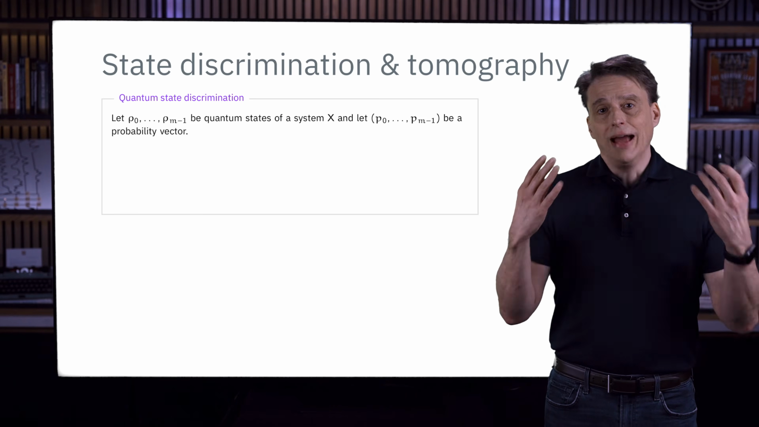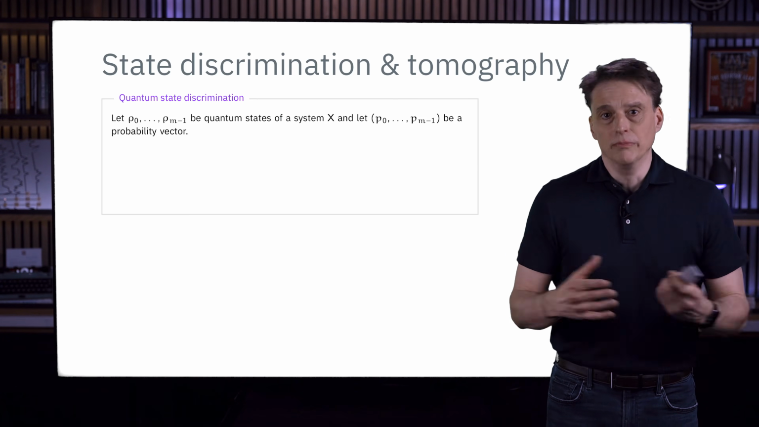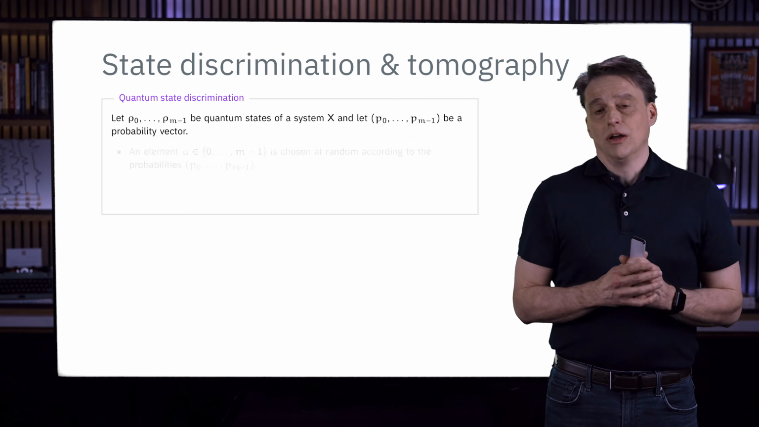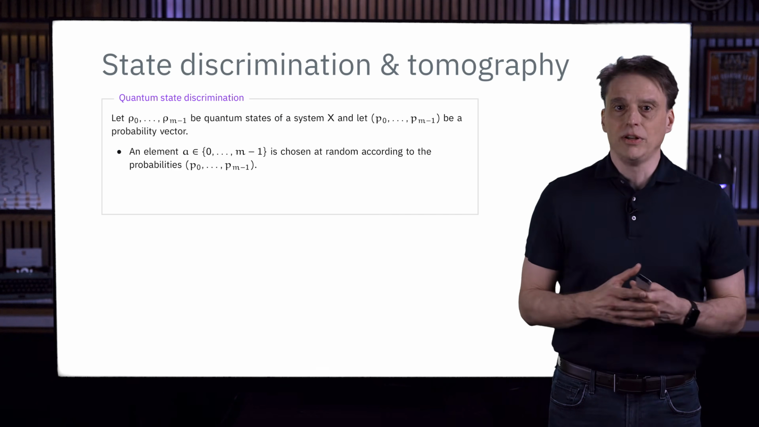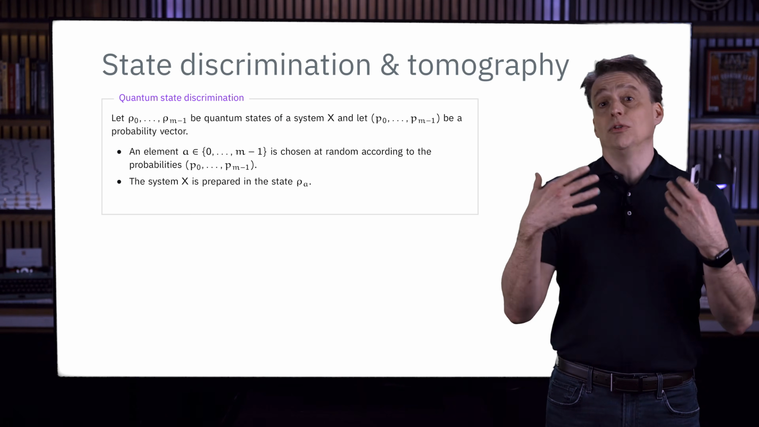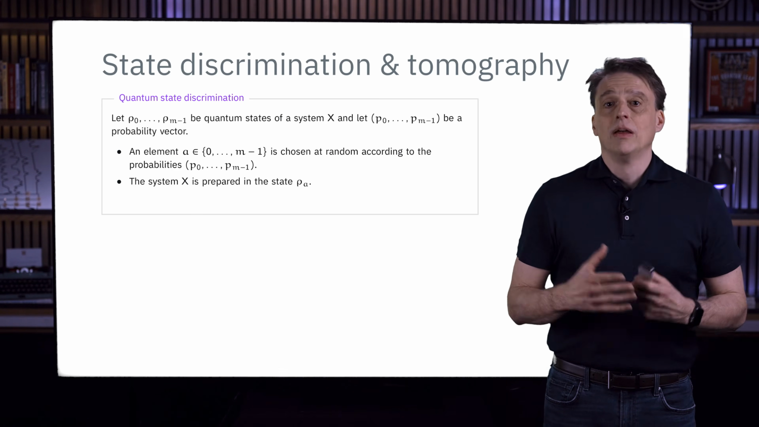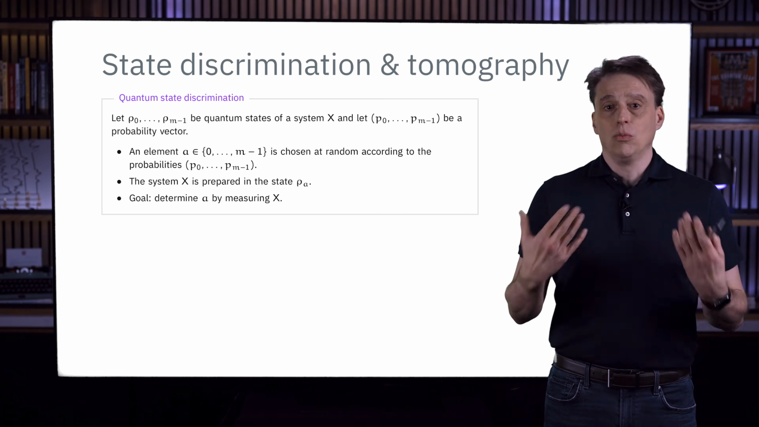And now, an abstract way that we can think about quantum state discrimination as a task or as a problem is that, first, a number between 0 and m-1 is chosen randomly according to the probabilities. The system X is then prepared in the state corresponding to the randomly selected number. And the goal is to determine, by means of a measurement of X, which number was chosen.